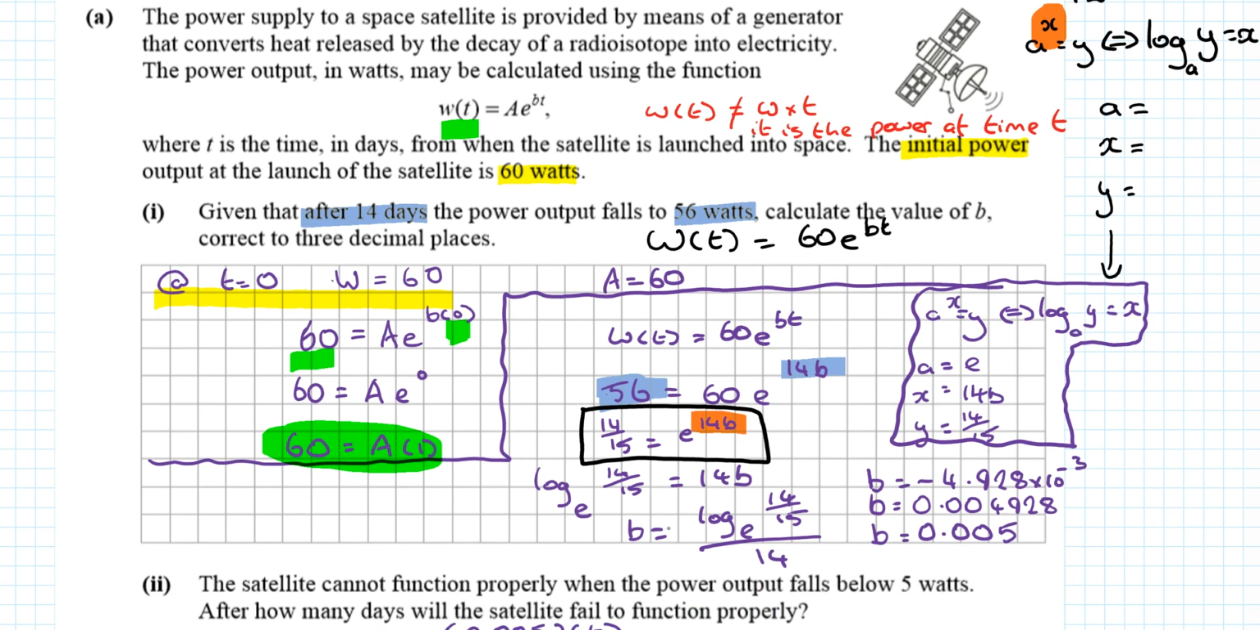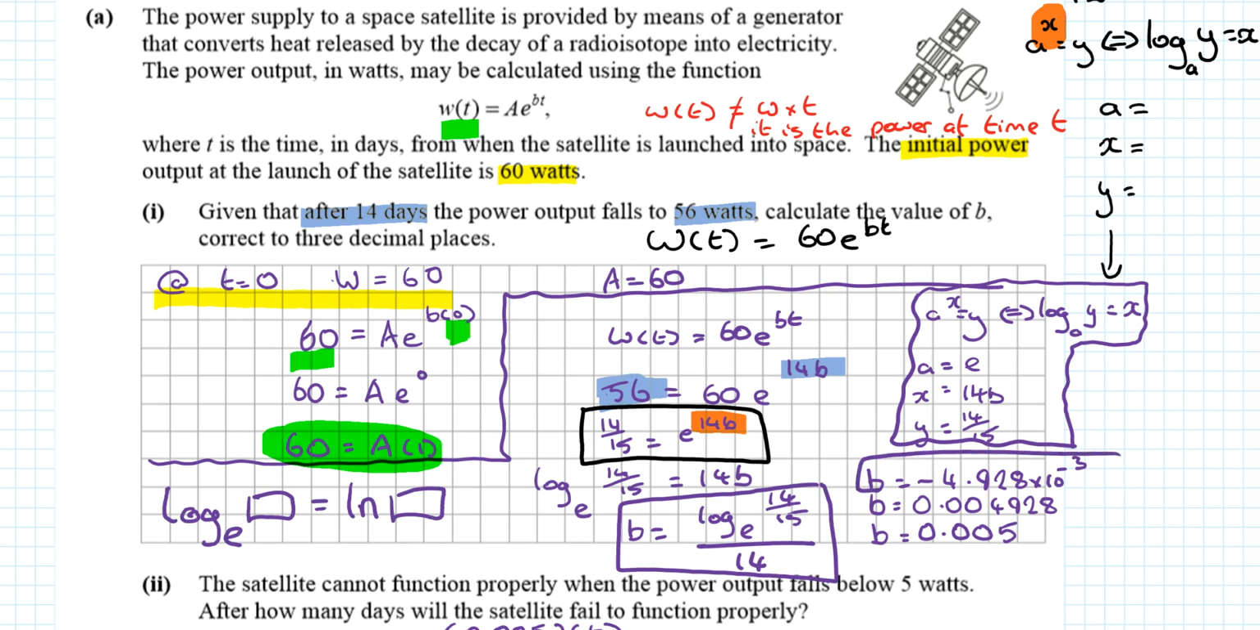So I've subbed it into the log part of the formula, and I've also divided by 14, because it would have been 14b is equal to log to the base e of 14 over 15. But I then divide by 14. I can stick that whole thing into my calculator now. Note as well that log to the base e of something is the same as ln of something. So you can use the ln button on your calculator. And we get this here.